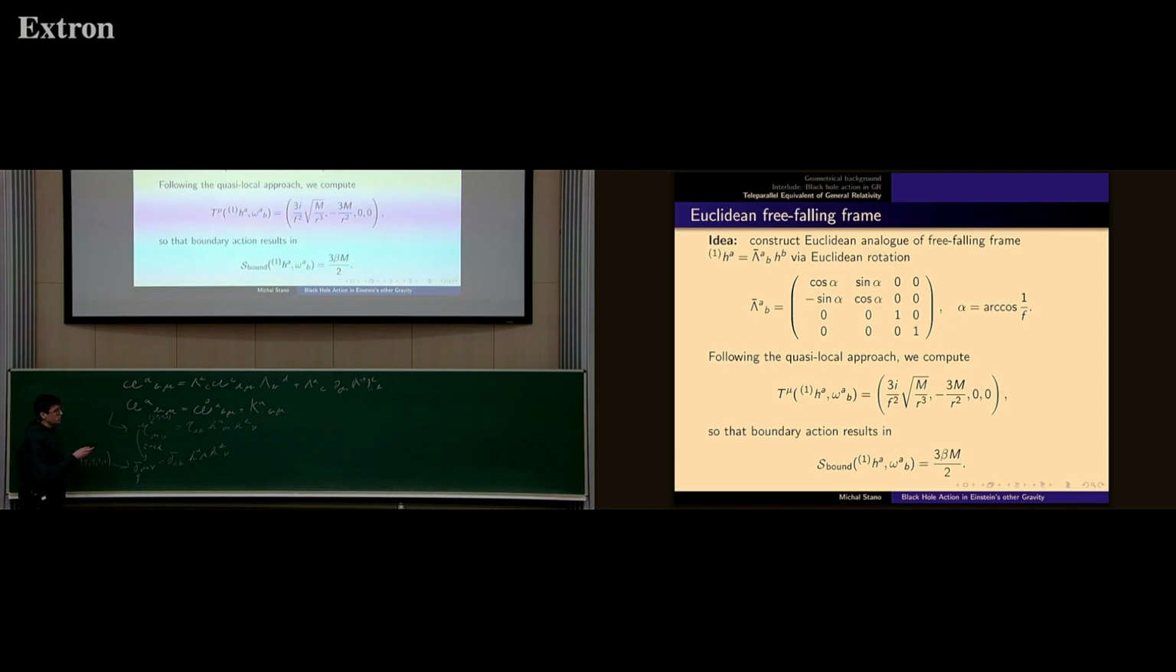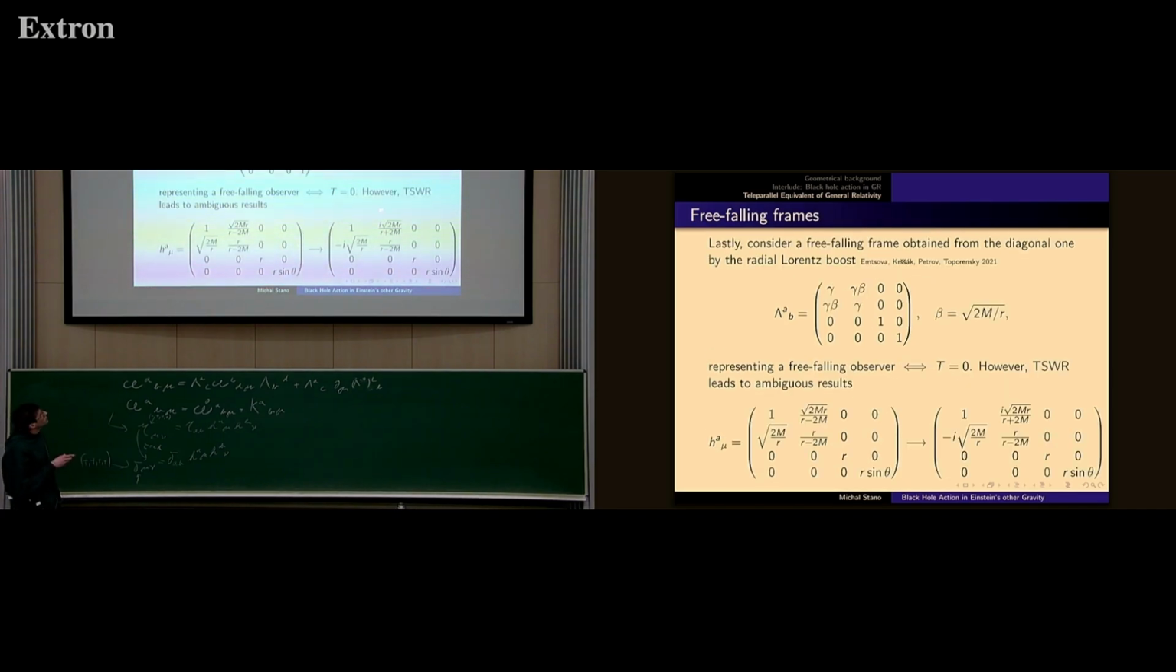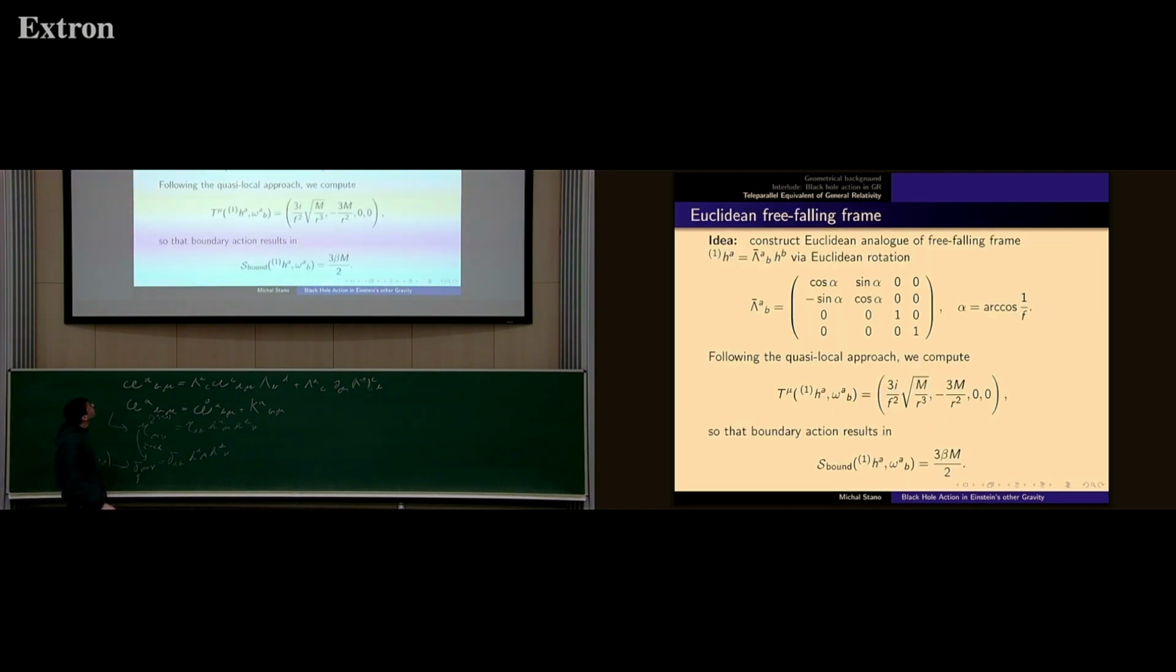And well, let's just say that applying this Euclidean rotation to our original diagonal frame will recover precisely this complex form of the tetrad. Okay, so evaluating the bulk integral is trivial because the torsion scalar vanishes. However, we have this other option of evaluating the action quasi-locally.